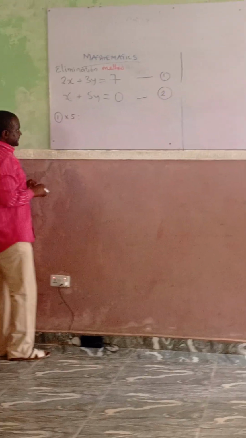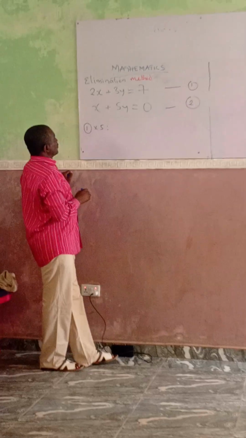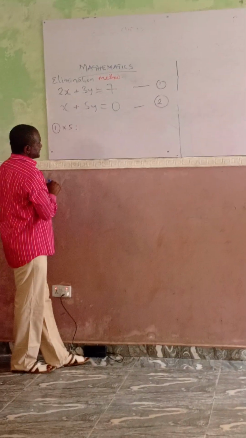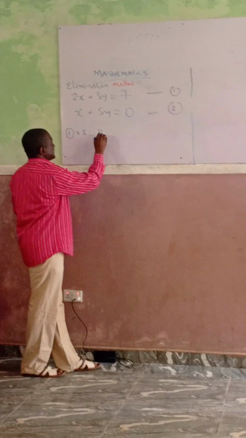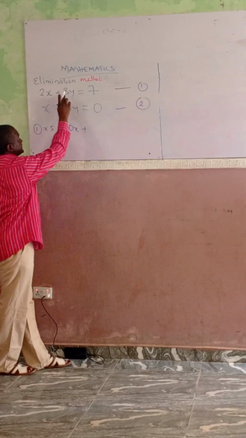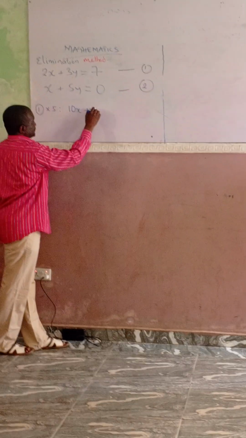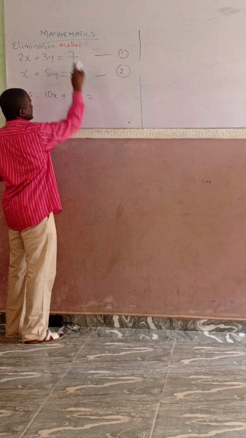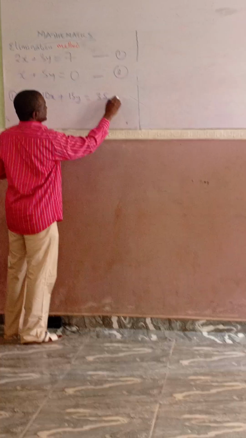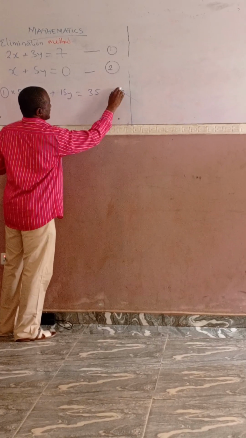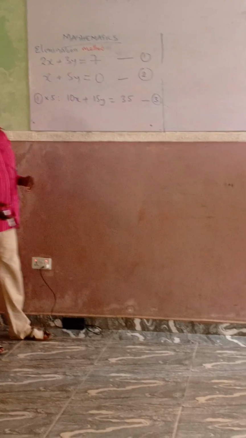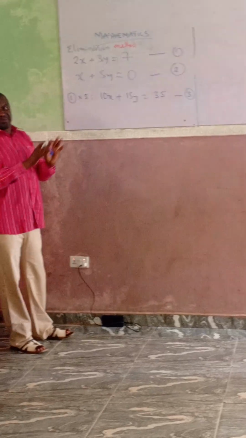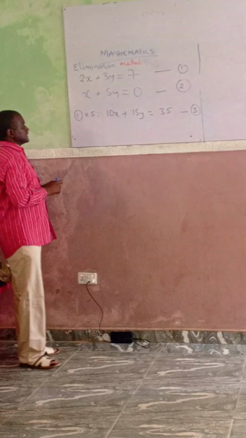So let's multiply equation 1 by 5. 2x times 5 is 10x. Plus 15y equals 5 times 7, which is 35. So this becomes equation 3. You number it like that: equation 1, equation 2, equation 3, equation 4, respectively, depending on the nature of the question.